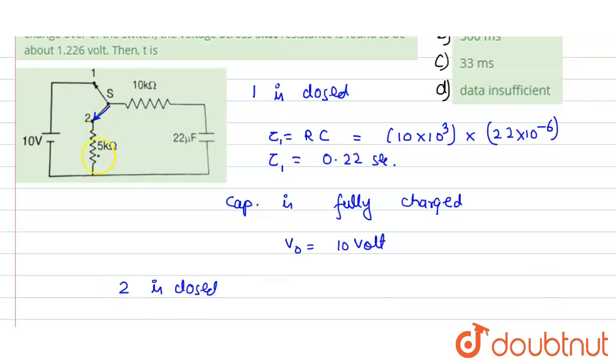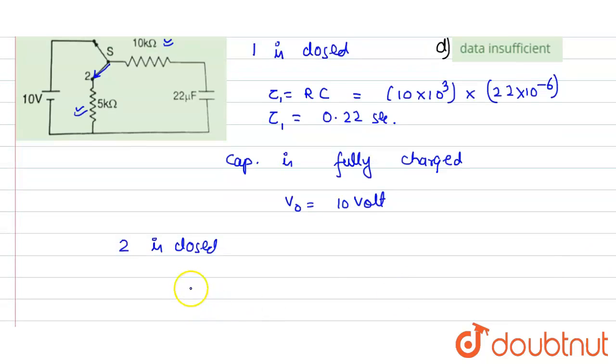Basically the current would be going in this direction, or we can say the direction of the charge, or charge would be flowing in this way. So that means this and this both would be in series. So we can say that our R equivalent would be equal to 10 plus 5, that means 15 kilo ohm. This would be our R equivalent.